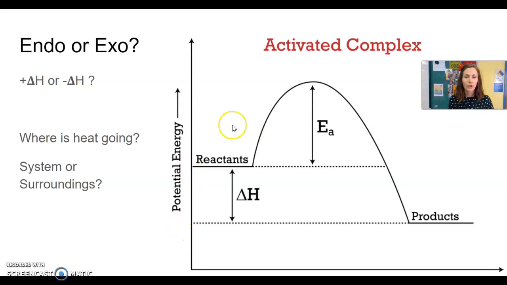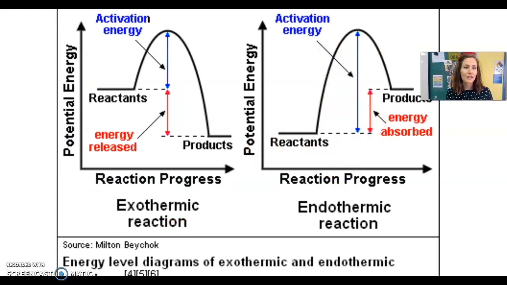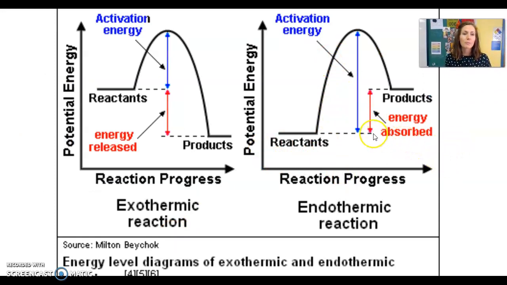Again, exothermic in this case because our delta H is going to be negative. We're going from a higher energy reactant to a lower energy product. Whereas if we looked at our endothermic process, this would be a positive delta H or a positive enthalpy because energy is being absorbed by the system. So delta H is defined by the system, not the surroundings.